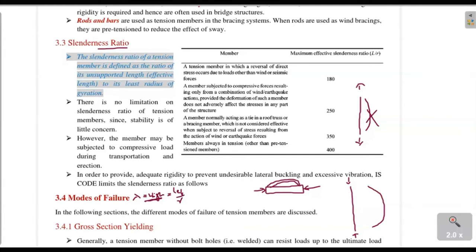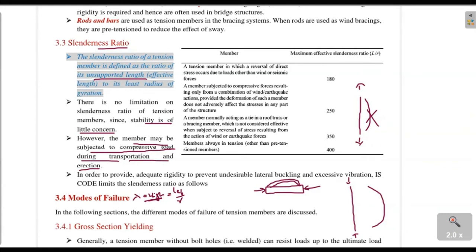As I told you, the slenderness ratio of a tension member is defined as the ratio of unsupported length or effective length to its least or minimum radius of gyration. There is no limitation on the slenderness ratio of tension members, since stability is of little concern here. However, the member may be subjected to compressive loads during transportation and erection. And that is the situation where slenderness plays a little significant role.